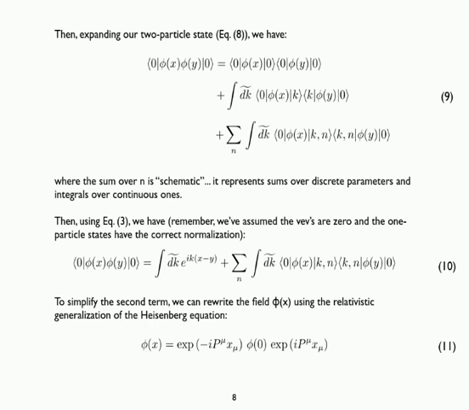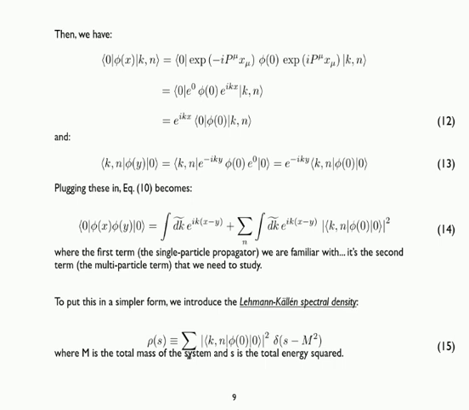The top line we recognize as 0 because we're assuming the VEV is 0. The second line we recognize as some combination of single particle states, and the multi-particle state we still don't know what to do with, but we can use a trick and rewrite the field in terms of the Schrodinger picture field, and then use our knowledge of these momenta states to compute those exponential operators. When we put it all back together, we got down to something that looks manageable.